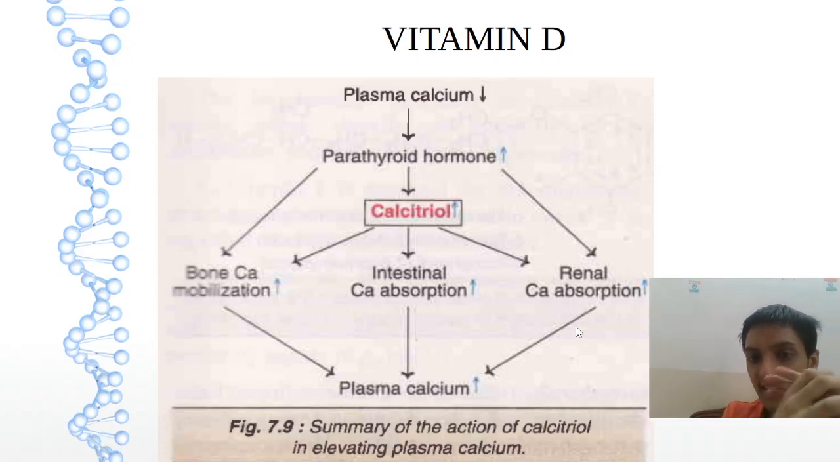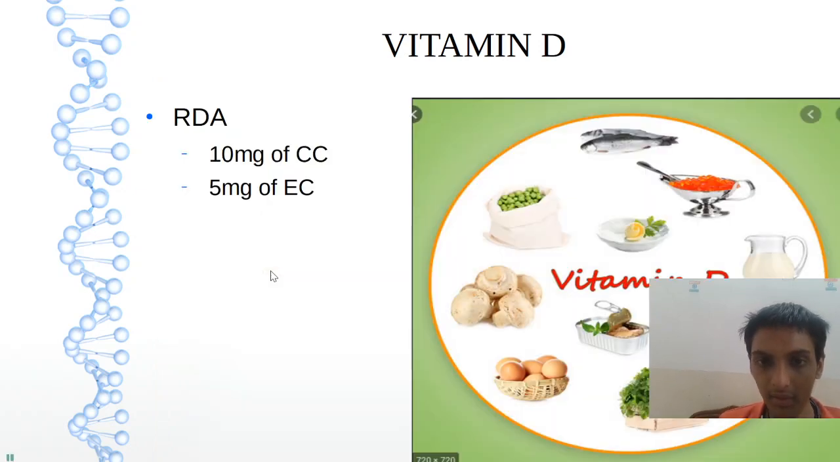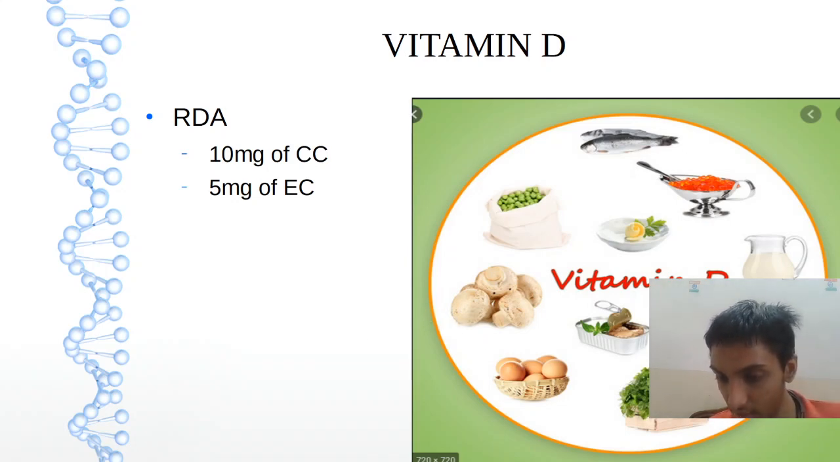Here is a summary of the action of calcitriol. What does it do in elevating the calcium? When the PTH, parathyroid hormone, is more, that increases calcitriol, and as I already said, it increases the calcium absorption in the plasma, in the kidney, the intestine, and in the bone. So the sources you are observing here: you have beautiful mushrooms, egg, green leafy vegetables, cheese, milk, to name a few, and even fish also. And RDA 10 milligrams per day is recommended in case of cholecalciferol.